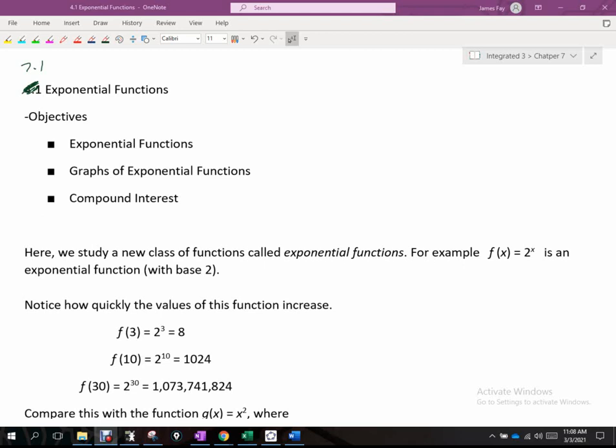Taking 2 and doubling it, getting 4, taking that and doubling, getting 8, taking that and doubling, getting 16, double that and get 32, double that, get 64, double that, get 128, and keep going. That is referred to as exponential growth, and that's what we're going to try to investigate here in the next couple of weeks.